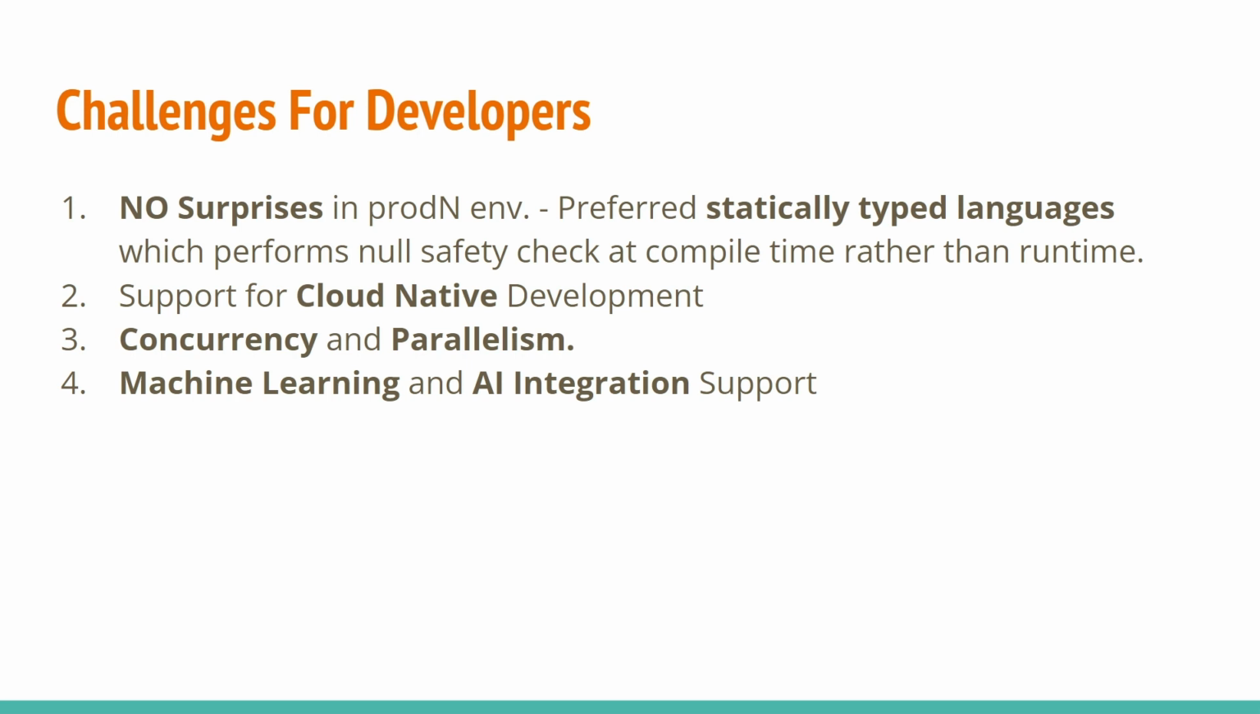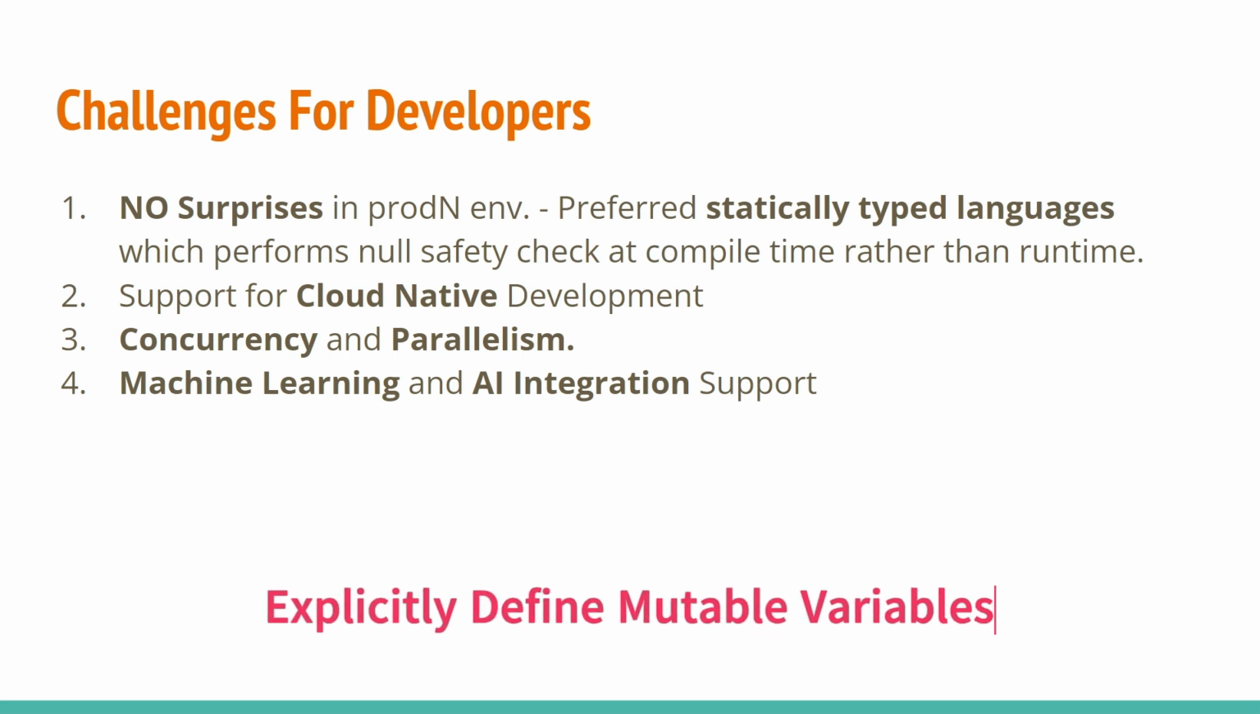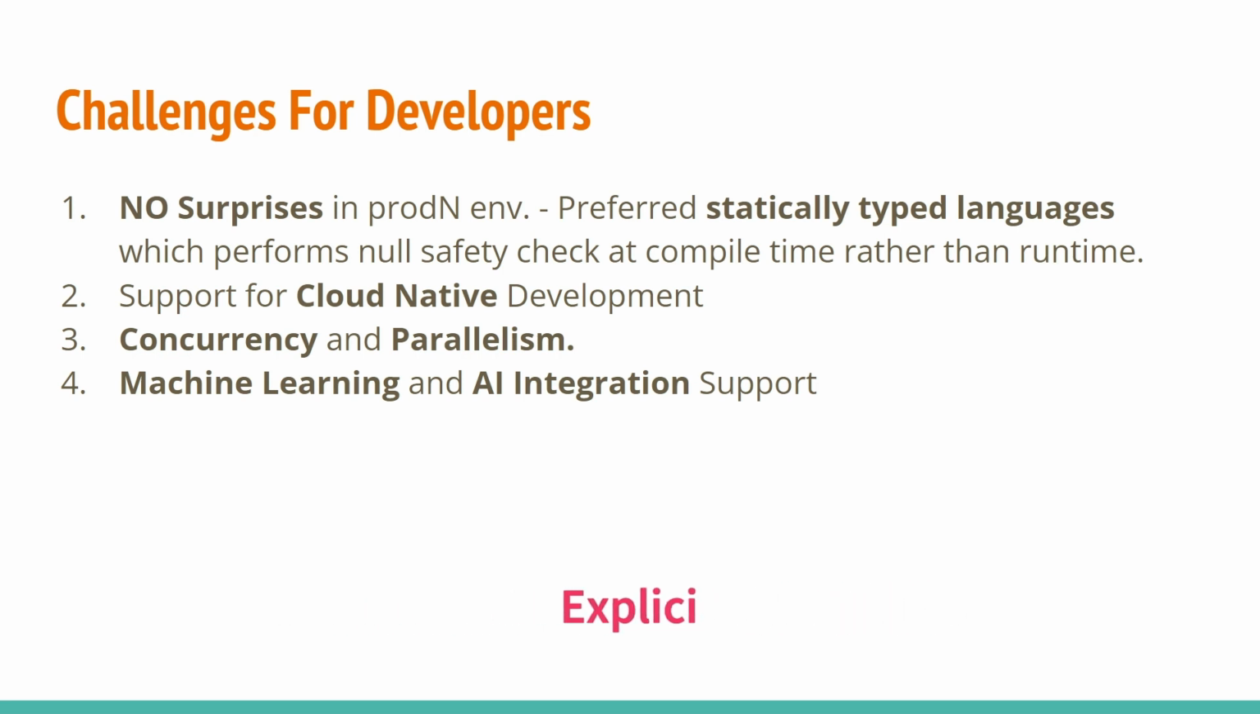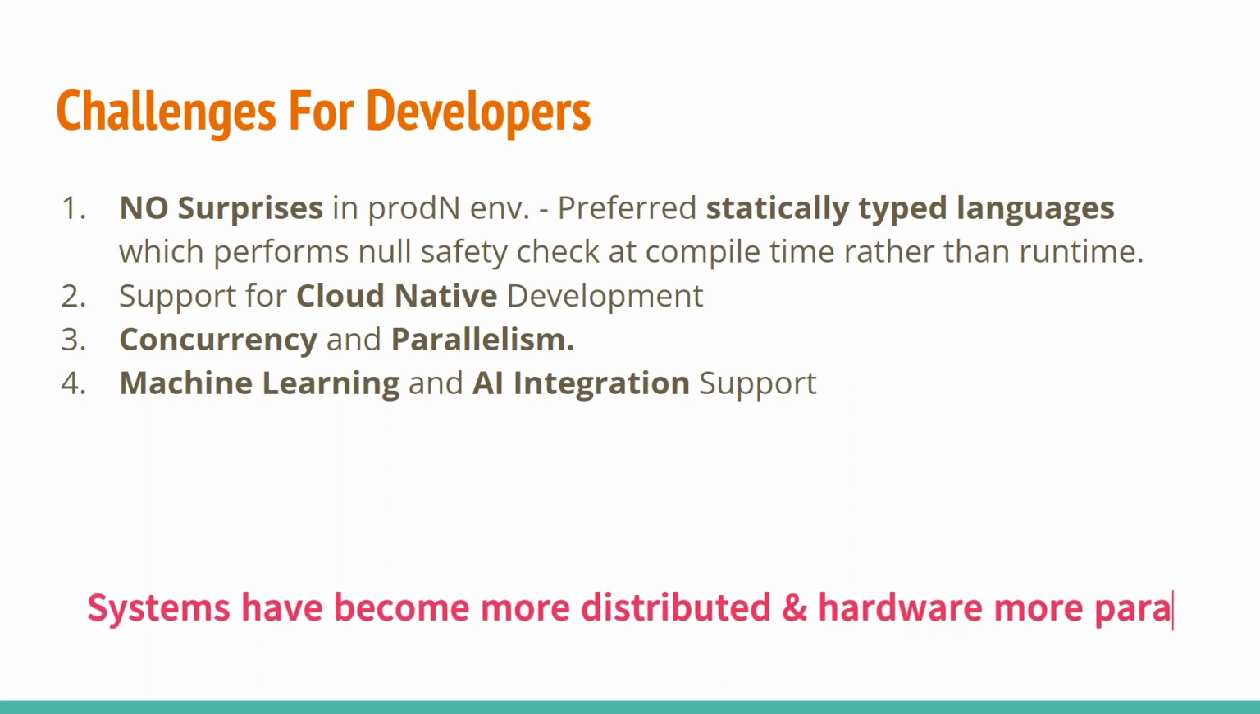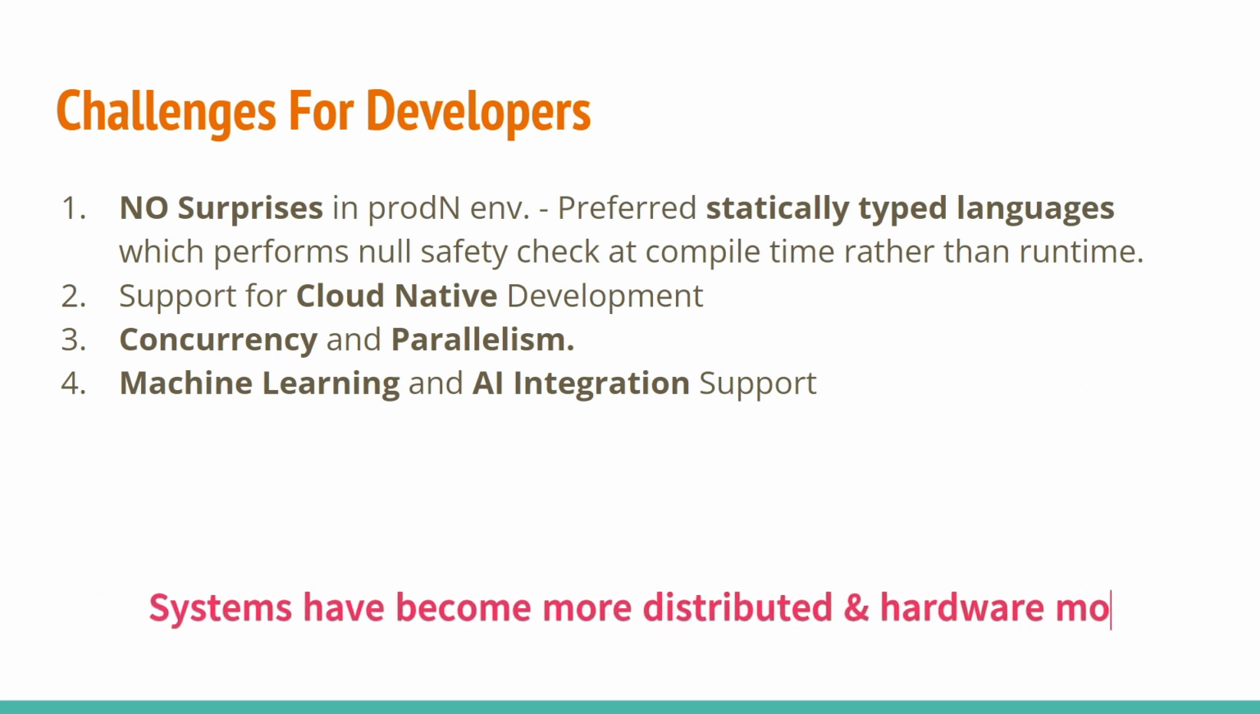The concurrency and parallelism is also an important factor. Rust actually supports, or rather I would say favors, each variable that you define being immutable so that it can offer strong support for concurrency and parallel programming. They are gaining popularity as systems become more distributed and hardware has become more parallelized. So that is one of the reasons why Go and Rust have become more popular.